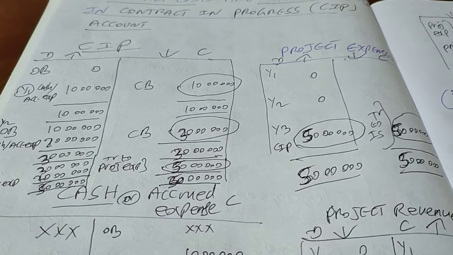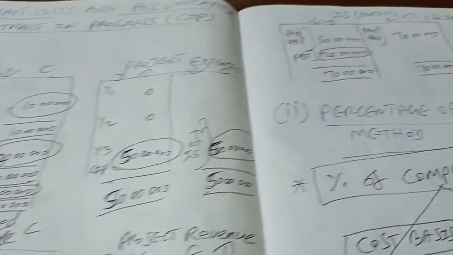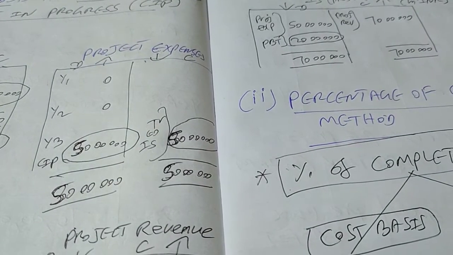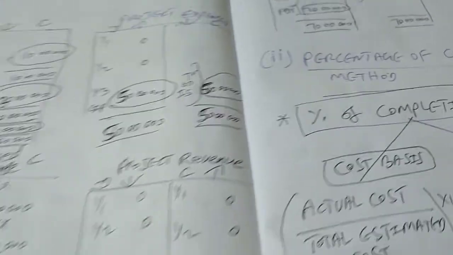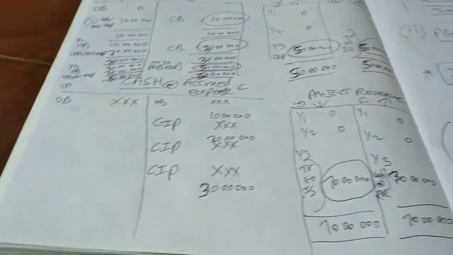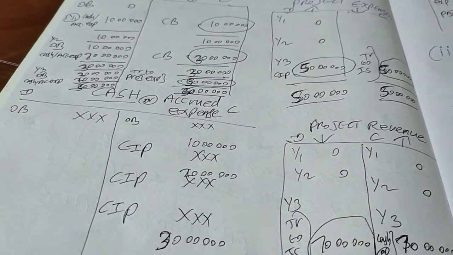So that means, right, increases on the left hand side, decreases on the right hand side. I have also opened a T account, namely project expense T account. It is an expense, so increase in the left hand side, decrease in the right hand side. I have also opened a T account, namely cash or accrued expense.